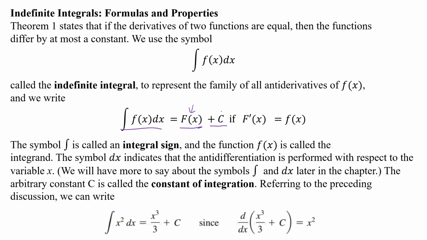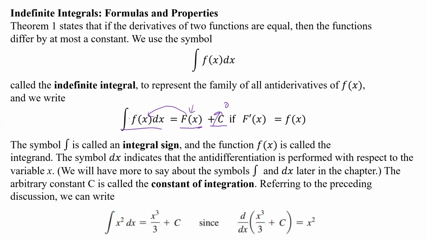We have to take the derivative. Now, we know that the derivative of a constant goes to 0, so we don't have to worry about that. That's just some c. And so when we take that derivative, we better get out our f of x. So the derivative of the capital F of x should give us the little f of x.